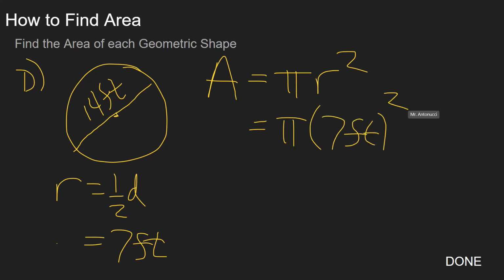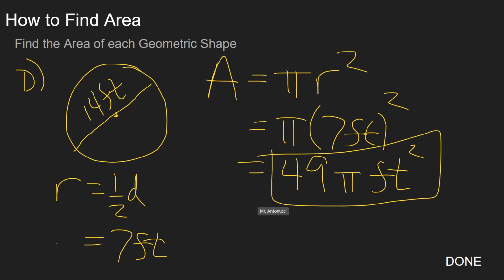And remember, when you square something, you multiply it by itself. So 7 feet times 7 feet is going to be 49 times the pi feet squared. Now, this is what we would call the exact answer because you still have the pi in there. I want you to get in the habit of using calculator pi on your calculator and not just multiply by 3.14. Use the pi button on your calculator.